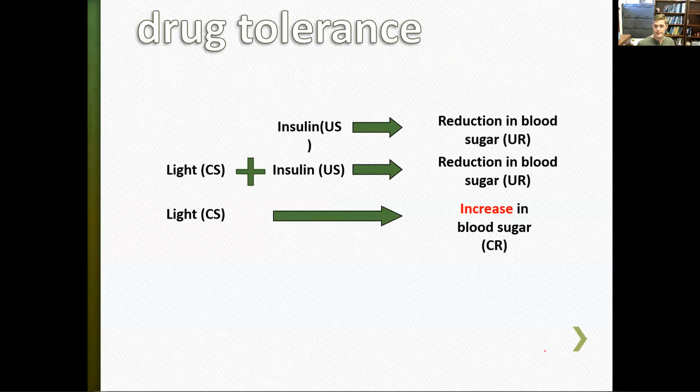It's also interesting because sometimes our physiological responses can actually be in the opposite direction rather than the same direction as the response of the underlying drug. So for example, with insulin, insulin is an unconditioned stimulus that will produce an unconditioned response by reducing your blood sugar.